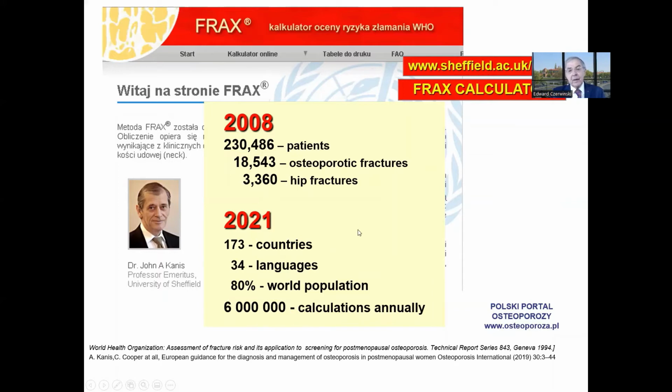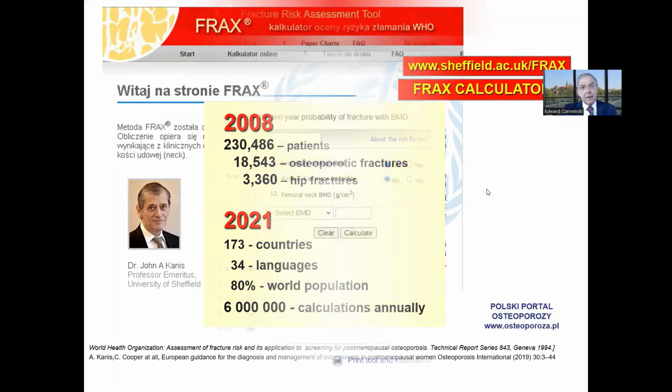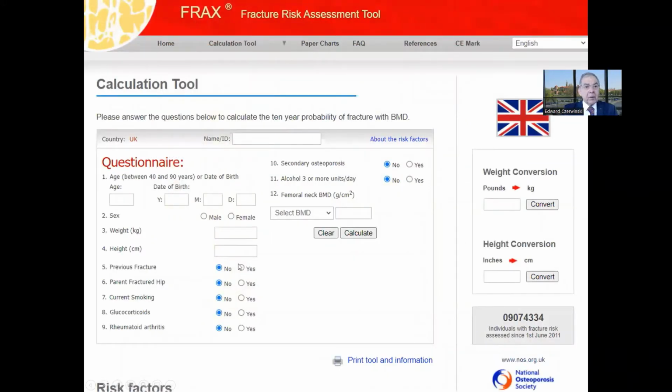The only thing you have to do is go to a computer or portable and type www.sheffield.ac.uk FRAX, or FRAX calculator, and you will be connected to the web and, just by answering some questions, you can assess your or her risk. You will put age, sex, weight, height. Then there are questions about the fracture risk factors: previous fracture, parental fracture, current smoking, glucocorticosteroids, rheumatoid arthritis, secondary osteoporosis, alcohol abuse, and that's it. You press calculate, and it will immediately calculate your fracture risk.